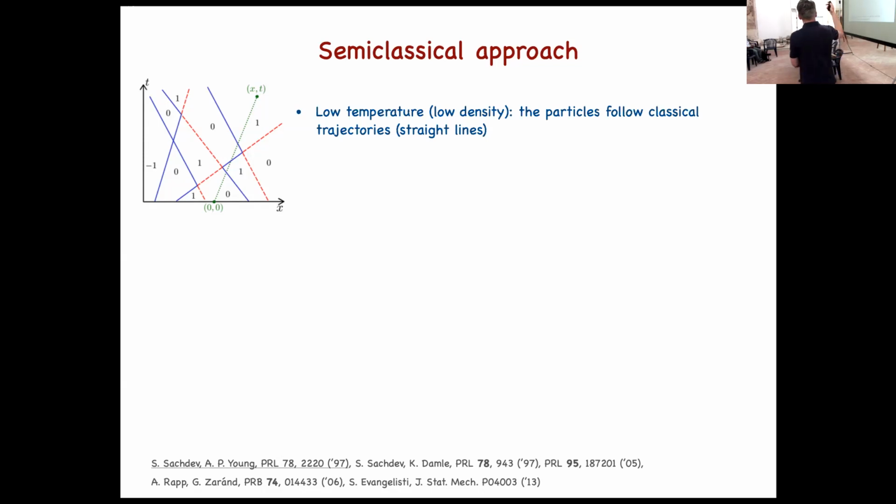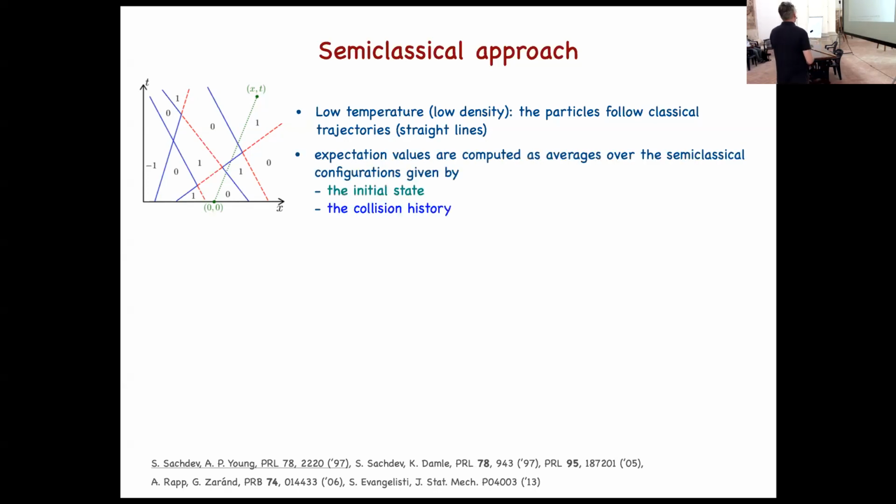You can think of this as a saddle point of some Keldysh path integral. So it's not completely rigorous. It's, as I said, intuitive to some extent. But of course, in 1D they will meet sooner or later. So I have to say something about the collisions. The idea is that we can compute expectation values by averaging over these semi-classical histories.